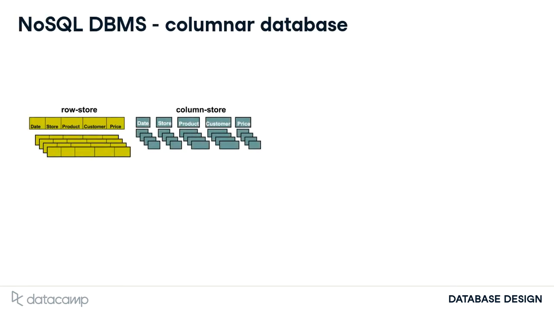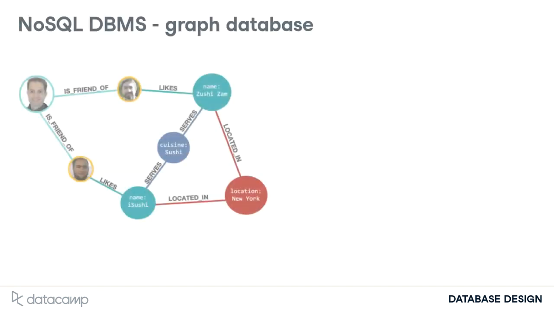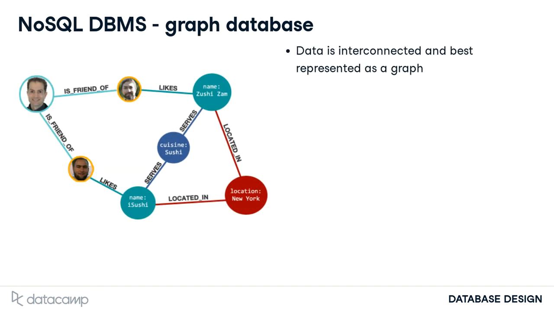Rather than grouping columns together into tables, columnar databases store each column in a separate file in the system's storage. This allows for databases that are more scalable and faster at scale. Use a columnar database for big data analytics where speed is important. An example is Cassandra.